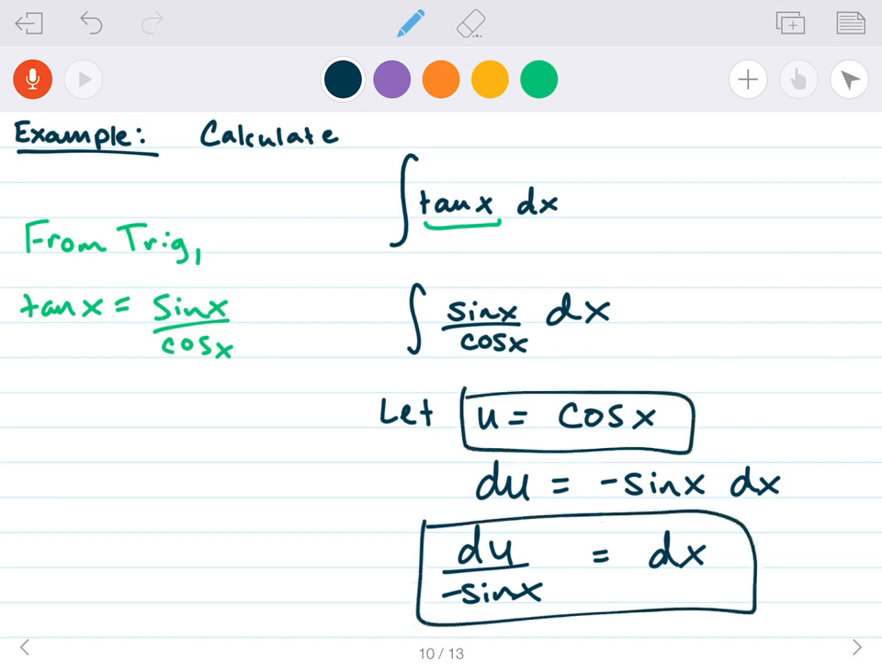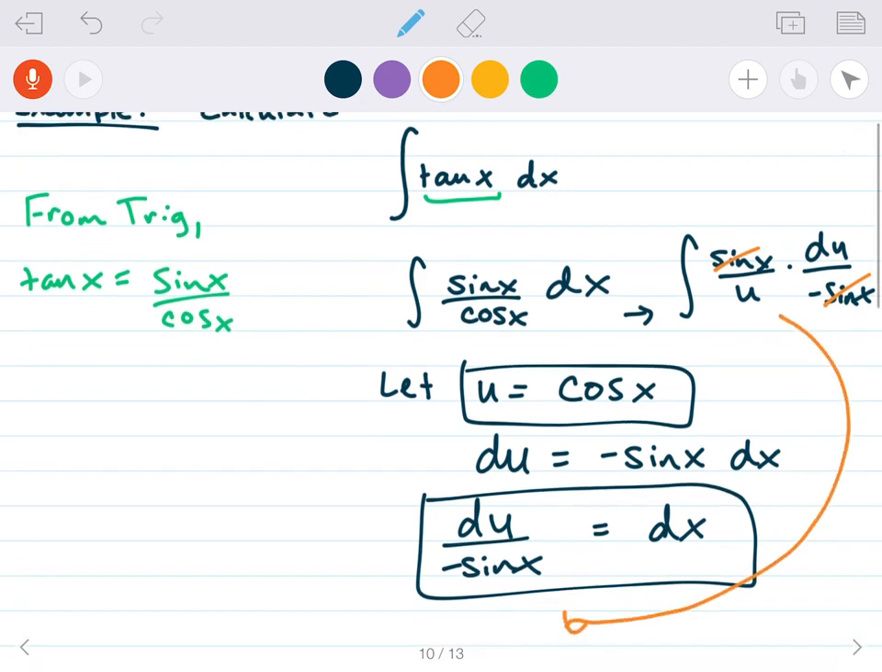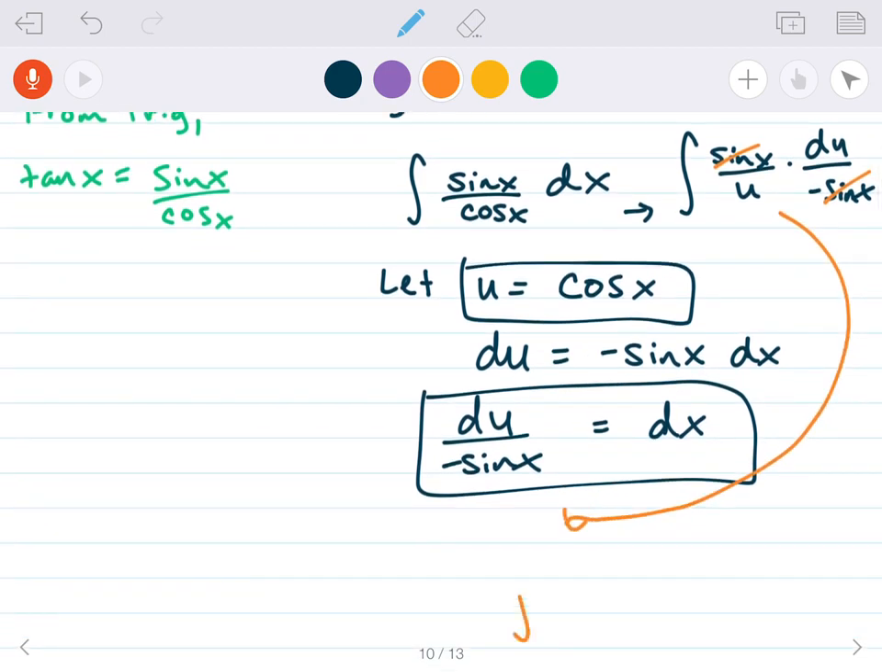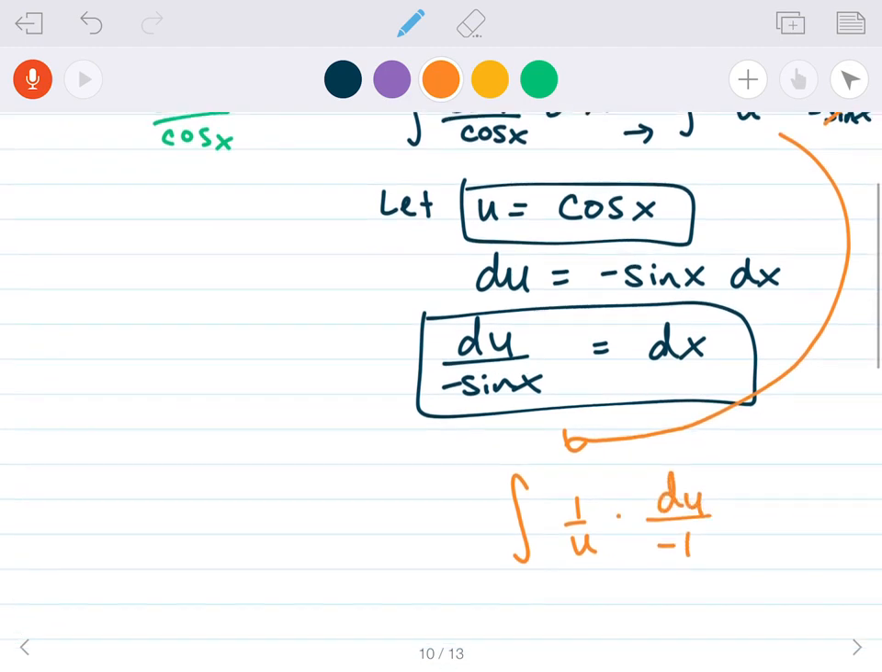Because if we make these substitutions that I boxed, we get sine x over u. Dx is the same thing as du over minus sine of x. And eureka, these sine of x's cancel, which is what we wanted. So let's pull this back down here. Now what we have so far is 1 over u times du over negative 1. I'm going to pull that negative 1 out in the front.